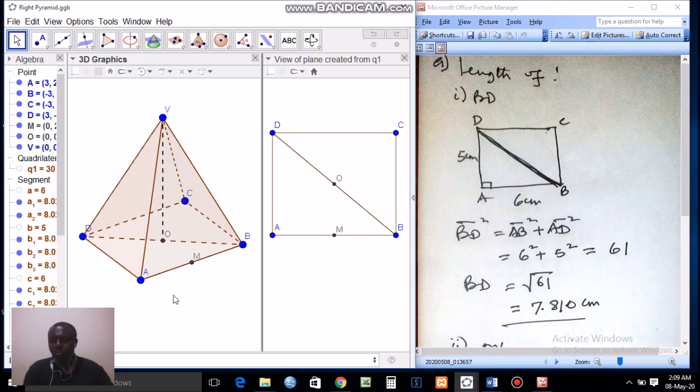Next we move to Roman 2, which requires us to get the length of DV. So you get it ready.